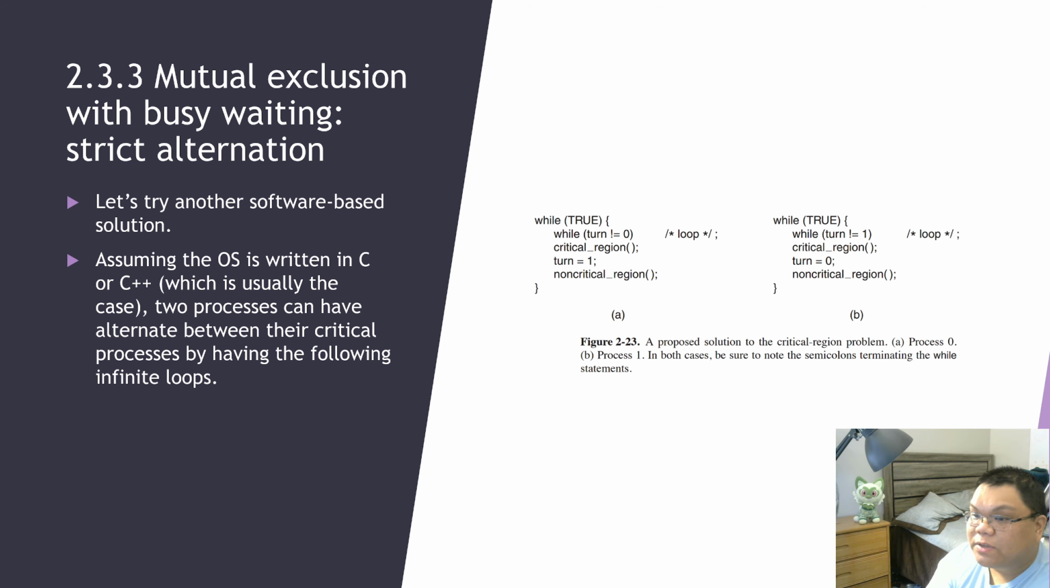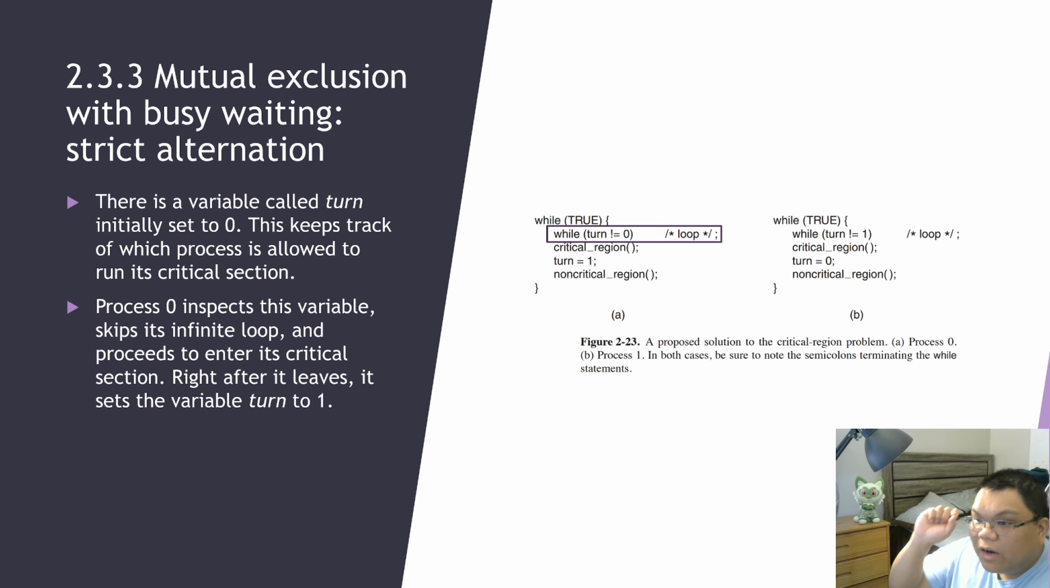Assuming the operating system was written in C or C++, which is usually the case, two processes can simply alternate between their critical sections by having these infinite loops. There is a variable called turn, and it's initially set to 0. This keeps track of which process is allowed to run in its critical section. Process 0 inspects this variable. So let's just say this variable turn is set to 0.